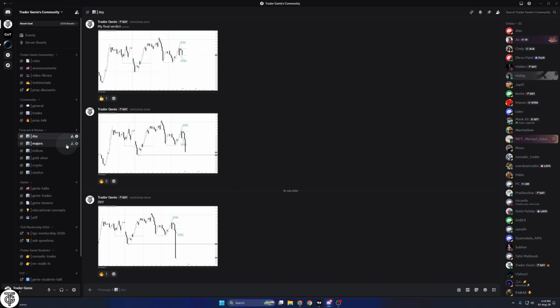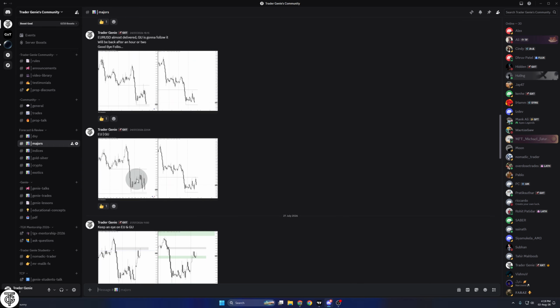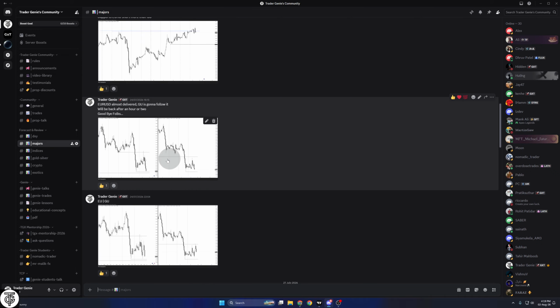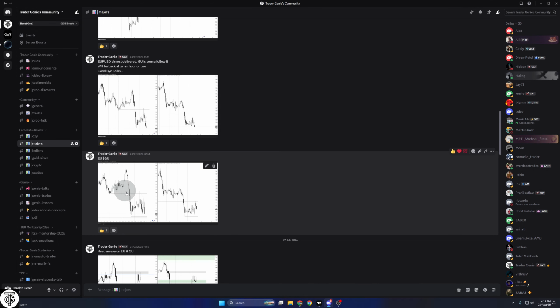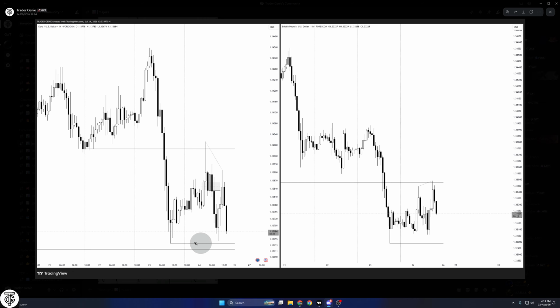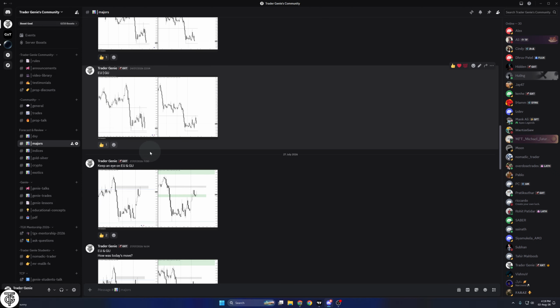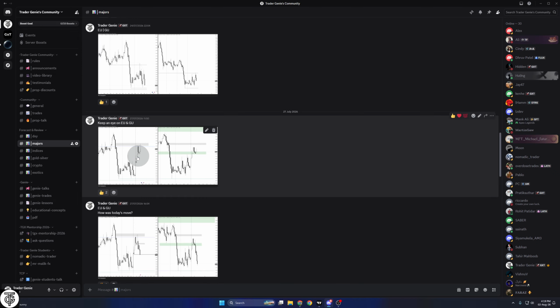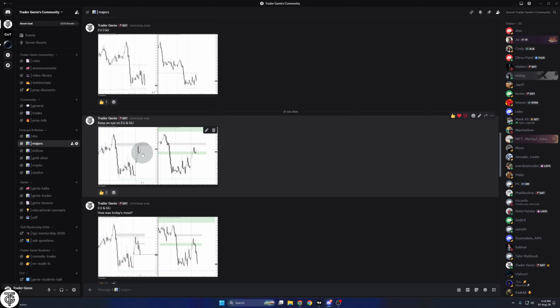Then we have in majors, euro dollar and pound dollar. As you can see, Monday was one of the best days this week because we had our draw clear, and on Monday price delivered towards these lows. This was my draw. We had a nice SMT over here. I guess that was last week Friday. Sorry, I'm very sorry. This was Monday. Literally posted this.